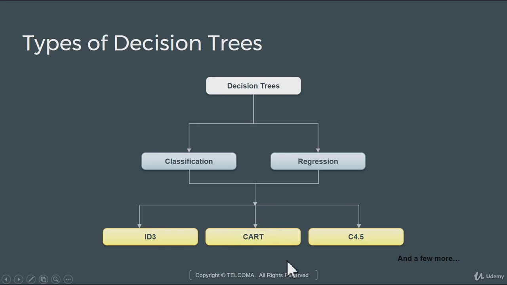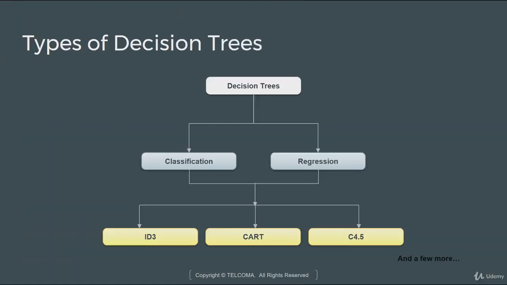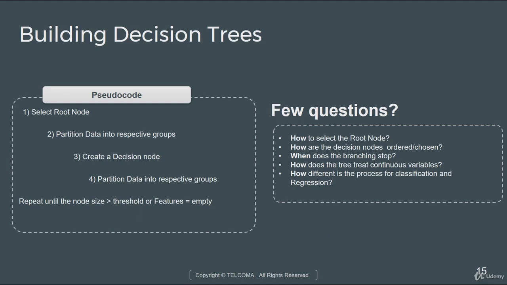implementation. Now, let's take a simple example and then understand those questions which we have missed in the first slide, like how is the root node selected, and how is it different when you're selecting for a regression use case and a classification use case. We already have understood the basic process. You're building a decision tree, you select the root node, you partition the data into respective groups, you create a decision node, again you partition the data into respective nodes, and you keep repeating this till the node size is greater than the threshold or features is equal to empty.